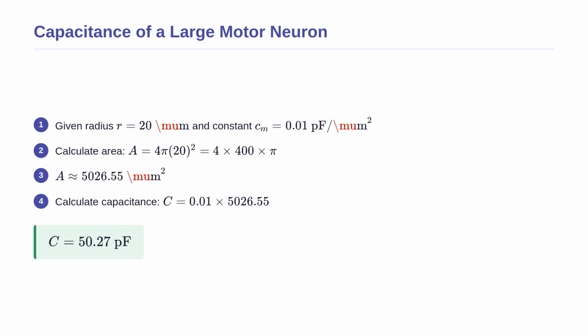Plugging 20 into the surface area formula, squaring it gives 400, resulting in a massive surface area of approximately 5,026.55 square micrometers. We then multiply this massive area by our constant of 0.01. This gives a final membrane capacitance of 50.27 picofarads. This large motor neuron can hold much more charge, meaning it requires a significantly larger electrical stimulus from the brain to trigger a muscle contraction, preventing random twitching.